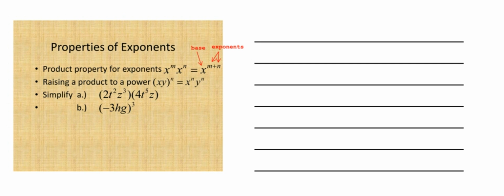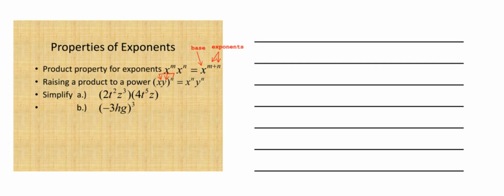Raising a product to a power: x times y, raised to the power of n. Well, the equivalent is to distribute. Distribute n to the y and n to the x, which gives you x to the n times y to the n.